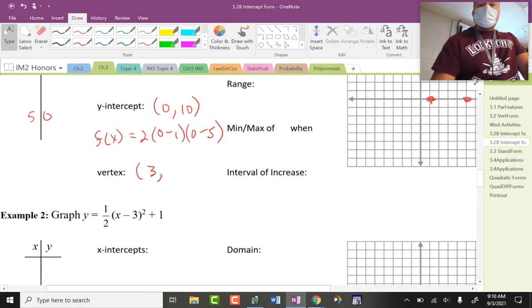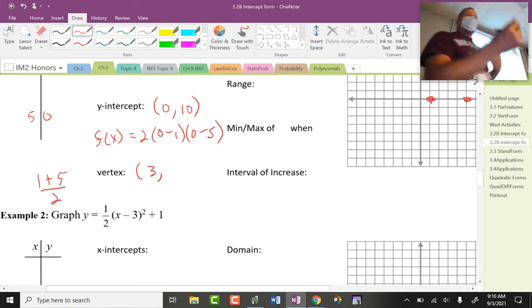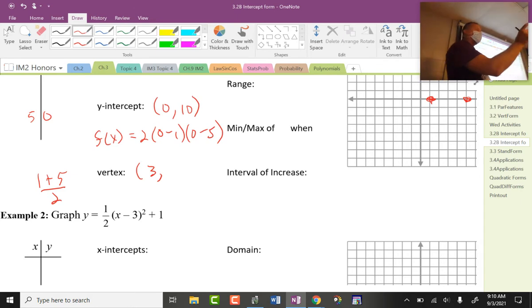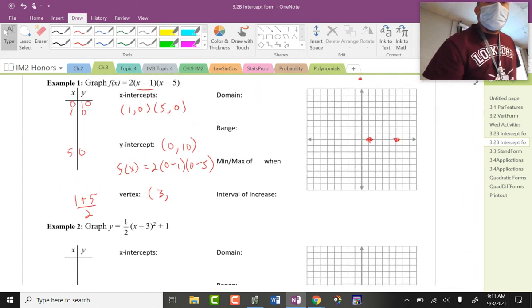Or off to the side, what do we have? 1 and 5. 1 plus 5 divided by 2 if you wanted to do the math, the average of the two x-intercepts. Or just count. The x-intercepts are 4 away, so the vertex should be 2 away from each one of those. Input, say it. How do I find the y-coordinate? What do I have to do?